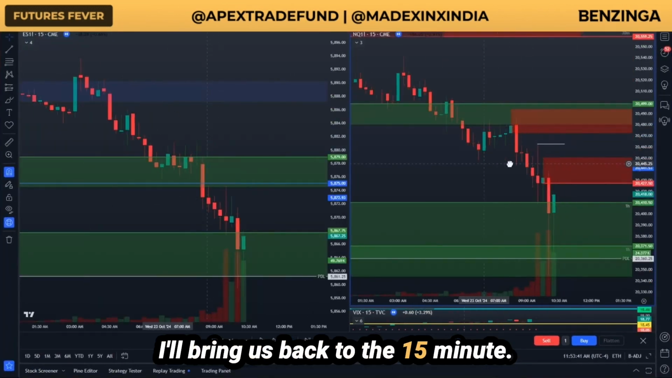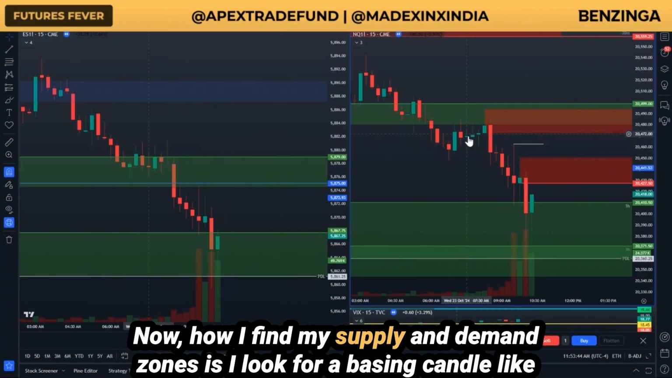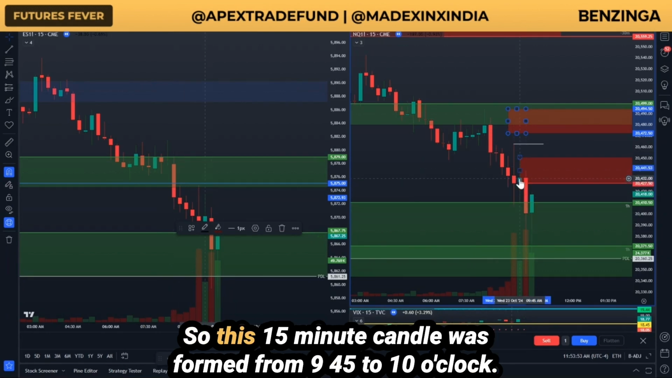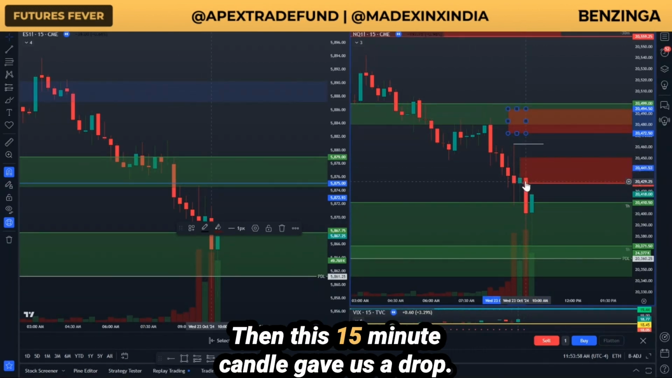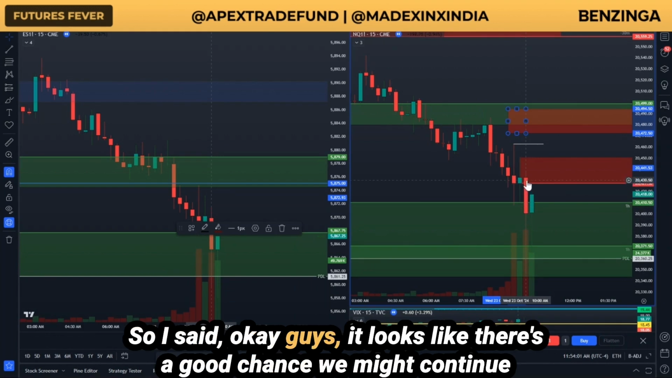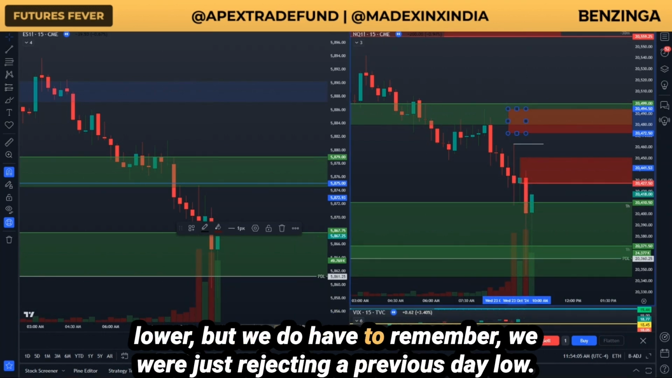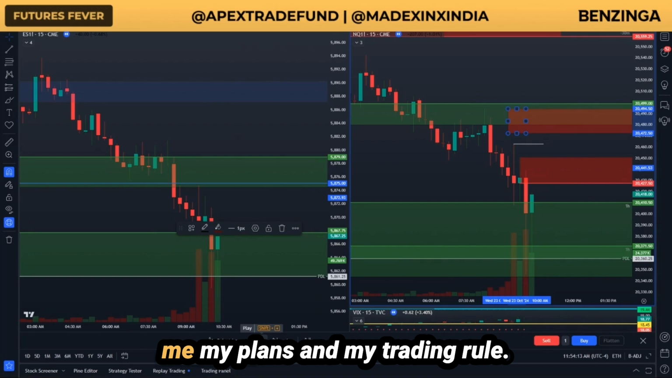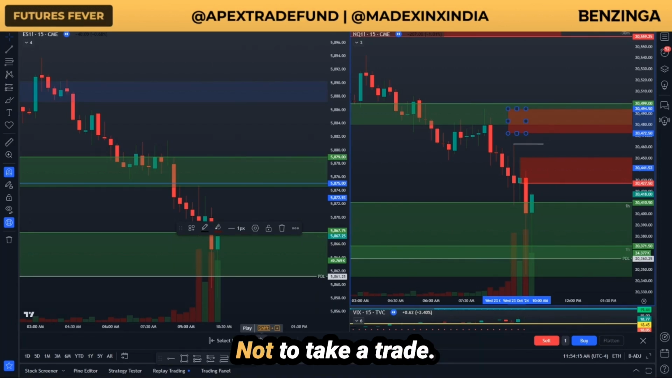I'll bring us back to the 15-minute. Now, how I find my supply and demand zones is I look for a basing candle like this one, a long upper wick, and I look for a push lower and continuation. This 15-minute candle was formed from 9:45 to 10 o'clock. Then this 15-minute candle gave us a drop. So I said, okay, guys, it looks like there's a good chance we might continue lower. But we do have to remember we were just rejecting a previous day low. So again, I have two biases going against each other, which tells me with my plans and my trading rules not to take a trade.